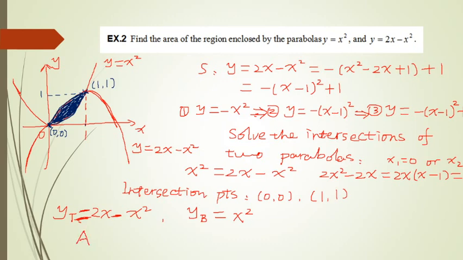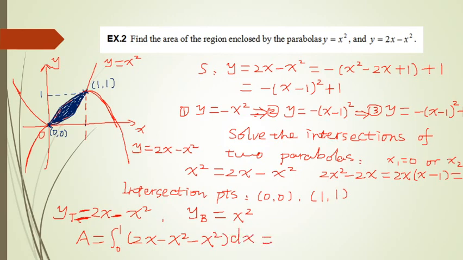So the area A will be evaluated. What is A and B? Starting from A to B, those are x values. So it's from 0 to 1, right? Here they didn't specify, so we need to figure it out by ourselves. So it should be the integral of yt minus yb, that is 2x minus x squared minus x squared, dx.